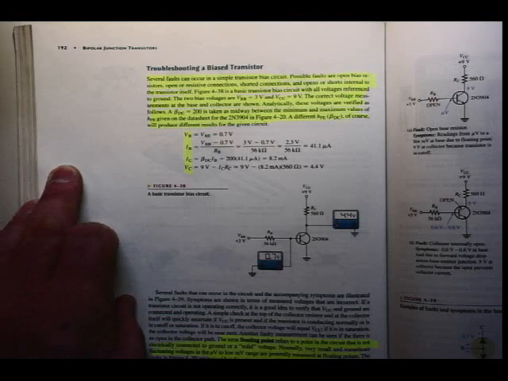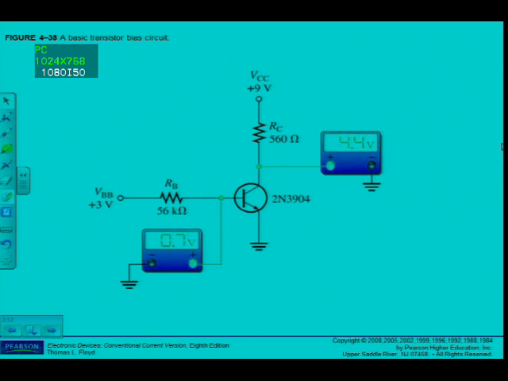Anyway, go to figure 4.38, basic transistor bias circuit, as we've discussed in previous sections. Biased by two separate power supplies, VBB in this case 3 volts, VCC 9 volts, and then I have to do some measurements and see if the circuit works or not. The correct voltage measurements at the base and collector are shown. Analytically, these voltages are verified as follows.